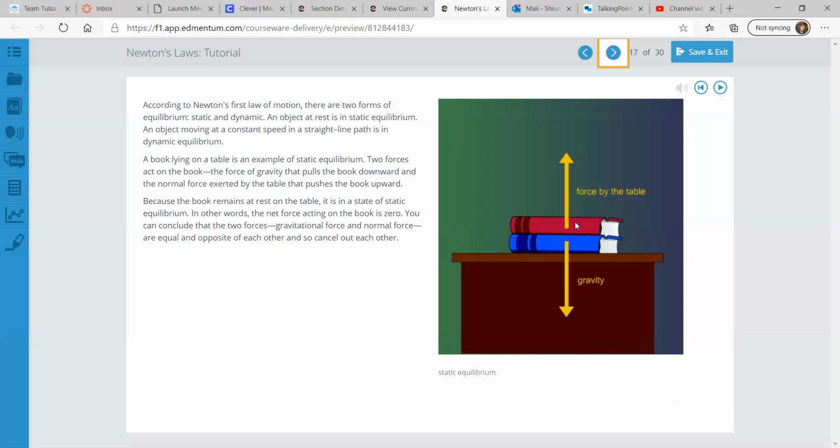So picture a book lying on a table. You have that gravitational force, but the equal and opposite normal force by the table. Thus, it's steady and in static equilibrium. Because it remains at rest, it is in a static equilibrium state. The net force equals zero because this force pushing down equals the force pushing up.